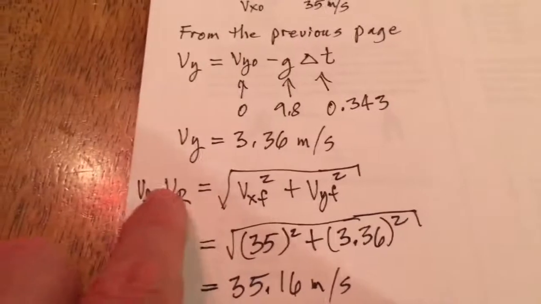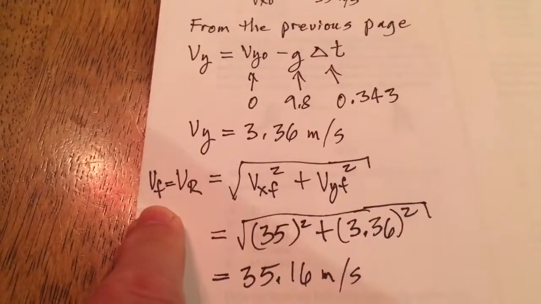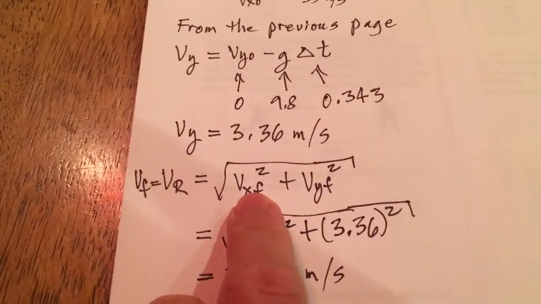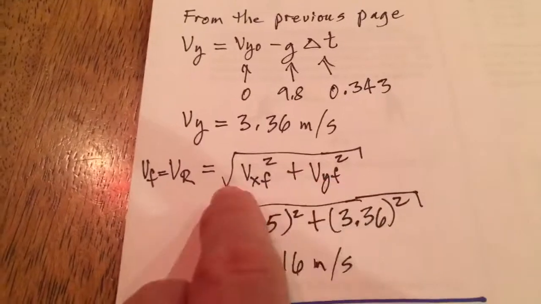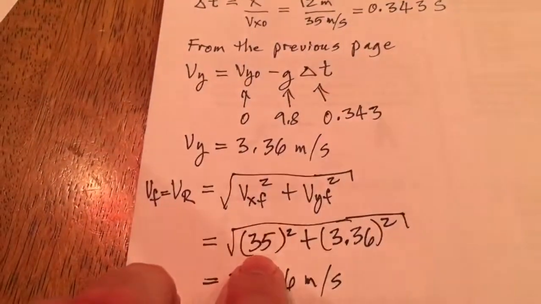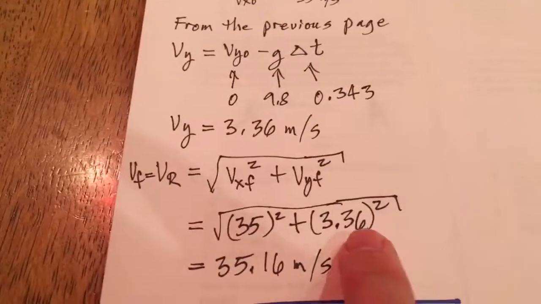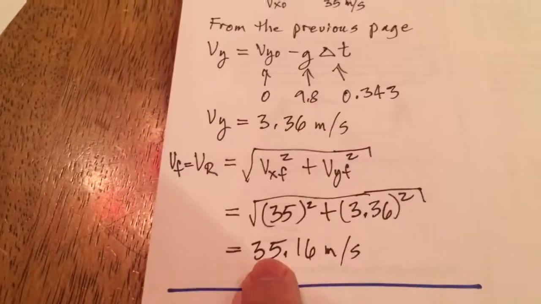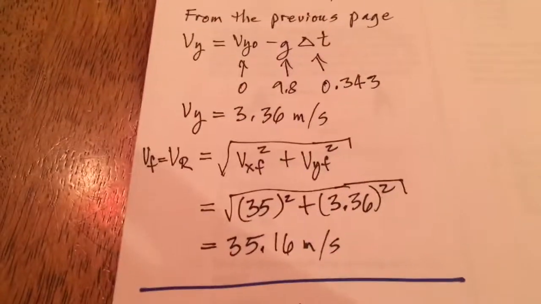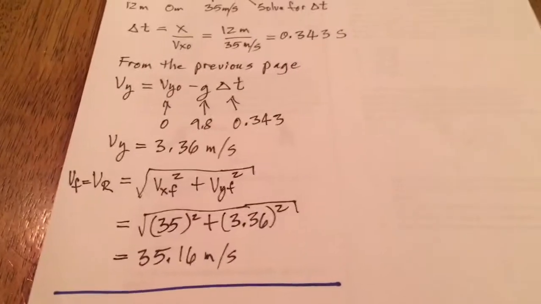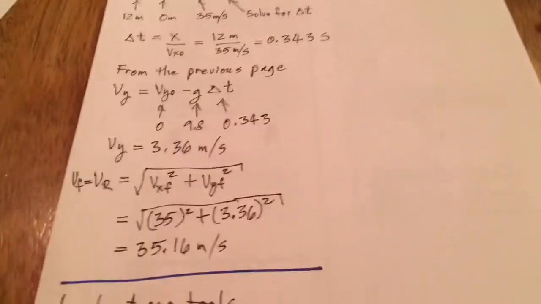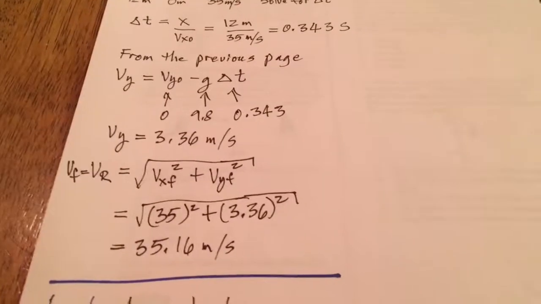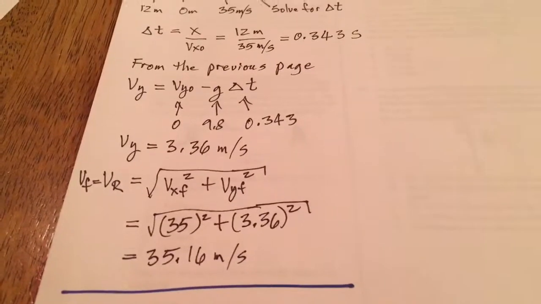And so the final velocity, which is the resultant, which is why I'm using VR here, equals, by the Pythagorean theorem, these two squared and then the square root. So we plug those in: 35 for the x direction and 3.36 for the y direction, and the square root of that gives us 35.16 meters per second. I think that's the answer they were looking for, the velocity before the catcher catches that ball. And then we'll continue more of this in the next video.